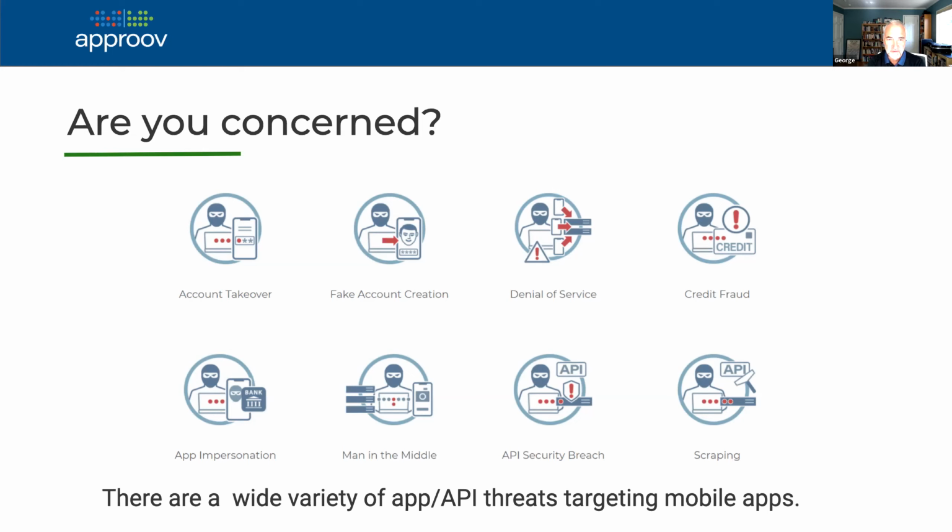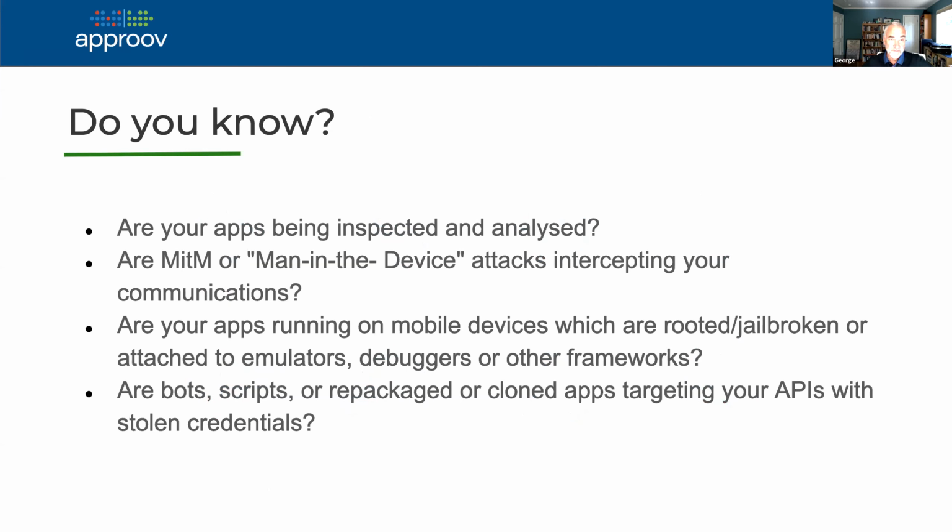So, account takeover, fake account creation, denial of service attacks, scraping for competitive purposes. We see examples of all of these, and it's in healthcare, it's in fitness apps, it's credit card scores being stolen. There are examples literally every day of these types of attacks taking place. So, if your business depends on a mobile app, you have to be concerned about these threats, and you need to be taking steps to mitigate them.